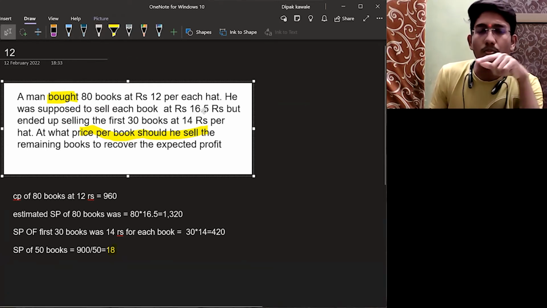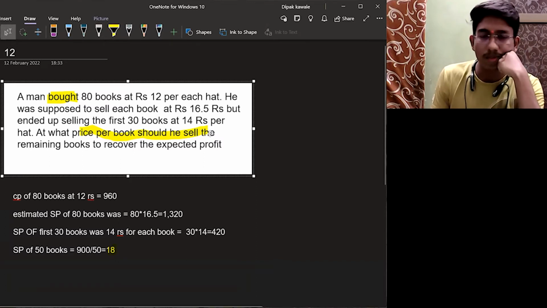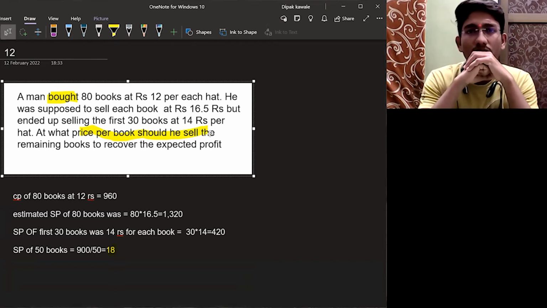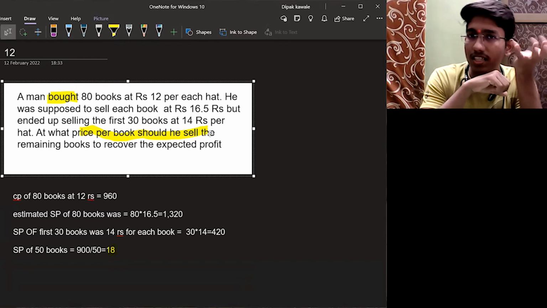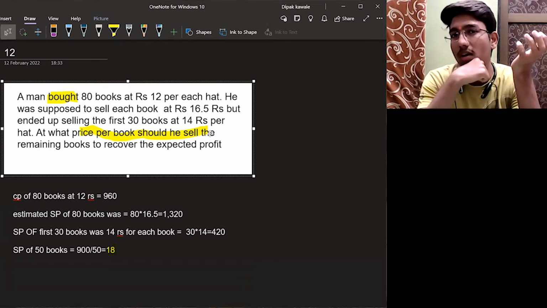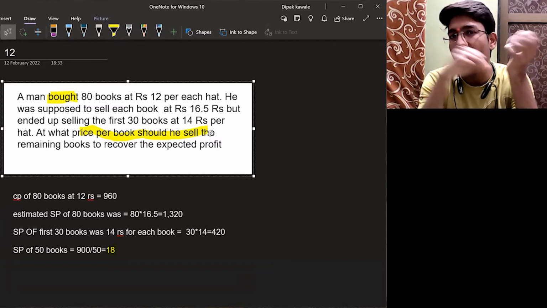My estimated price per book was 16.5, but I sold at 40 rupees. I have estimated how much? 16.5, but I sold at 40. That means how much loss have I got? 16.5 minus 40.